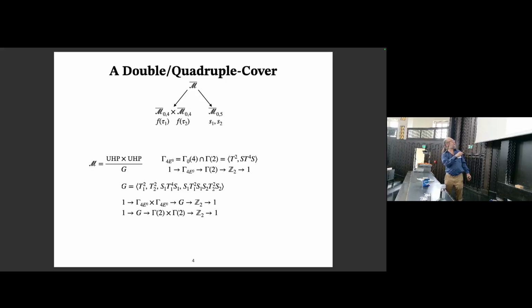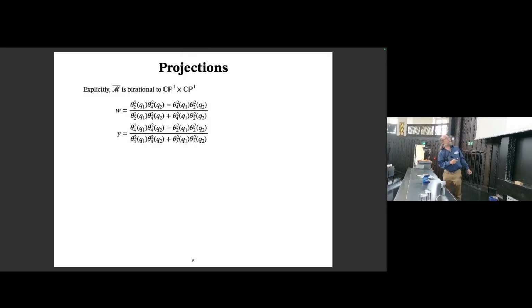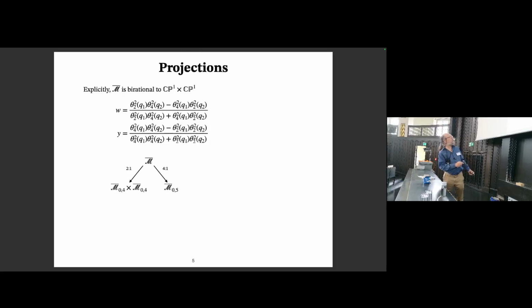It's neither a product nor M05 bar. It's this thing over here. And more explicitly, it's birational to two copies of CP1. So locally, away from the exceptional divisors, I have a coordinate W on one of the CP1s and Y on the other. And there's a 2-to-1 projection to two copies of the moduli space of the four-punctured sphere, and a 4-to-1 projection to the moduli space of the five-punctured sphere. And explicitly, this is what they are.